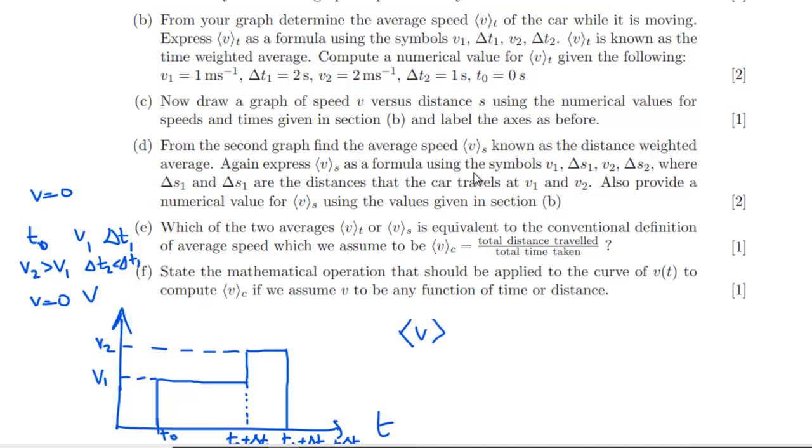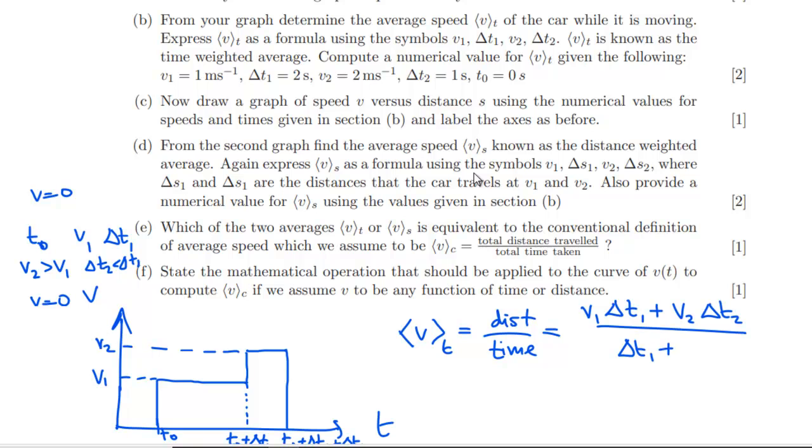Average velocity, time weighted. Right, okay, so that's what we've got. That is our distance divided by our time. So that is going to be V1 multiplied by delta T1, plus V2, this is just working out the areas, times delta T2. And then the total time is delta T1 plus delta T2. So that was that. That's the time weighted average.